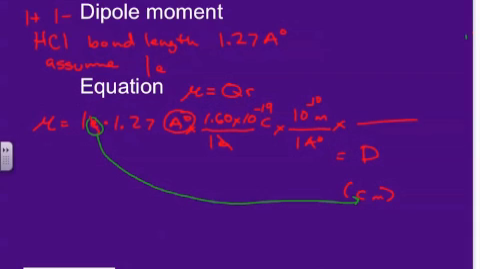Finally, since we want our final answer to be in debyes, 1 debye is 3.34 times 10 to the negative 30th. Notice the coulombs and meters. So now coulombs and coulombs cancel out. Meters and meters cancel out. And if I do this math, my answer should be about 6.08 D.